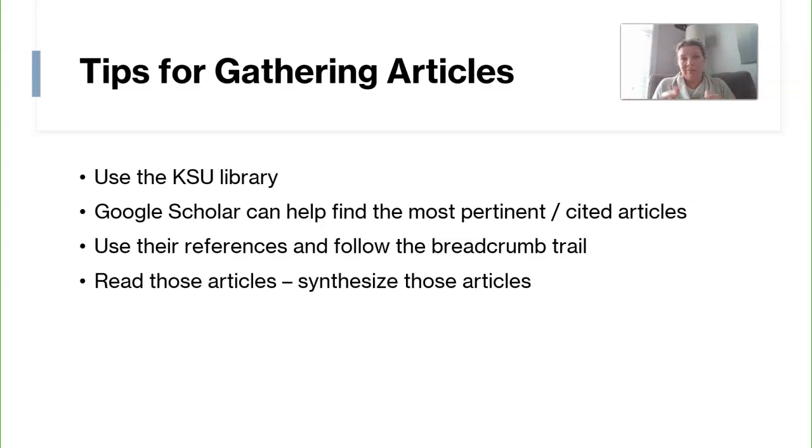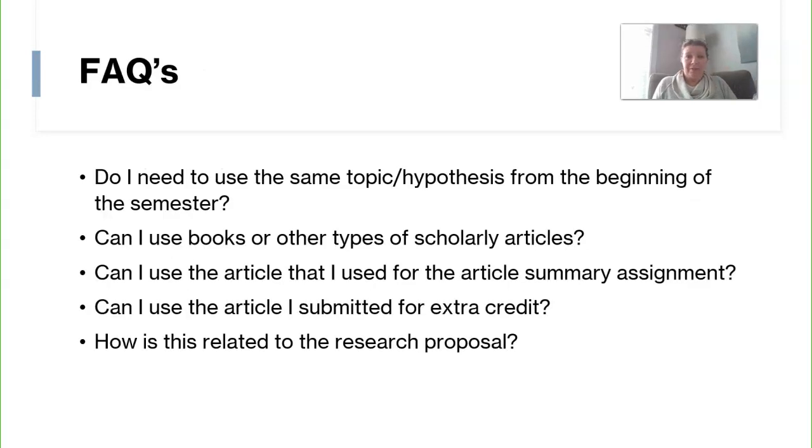Technically, you can probably find all kinds of articles based on one article and use that as a springboard to gather the other ones. And then you're going to synthesize those articles in the literature review. I just want to address a few specific questions that people have been asking.